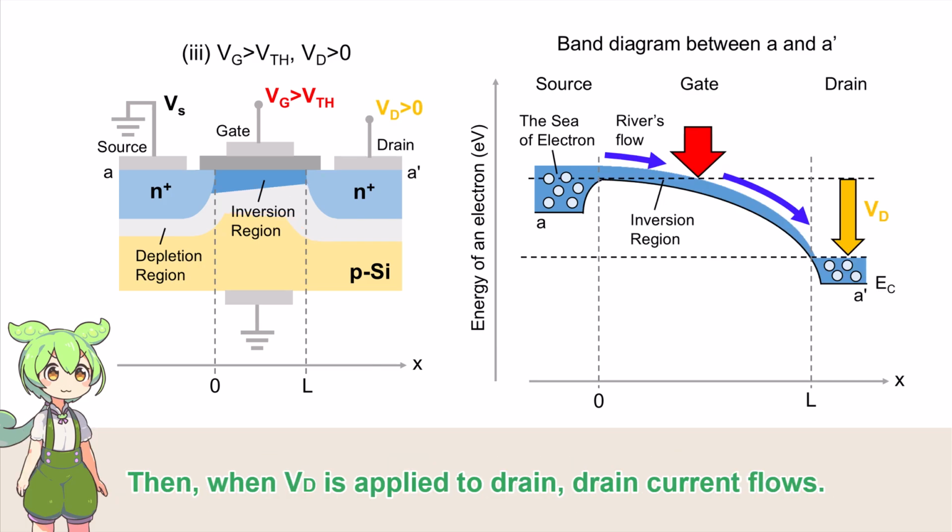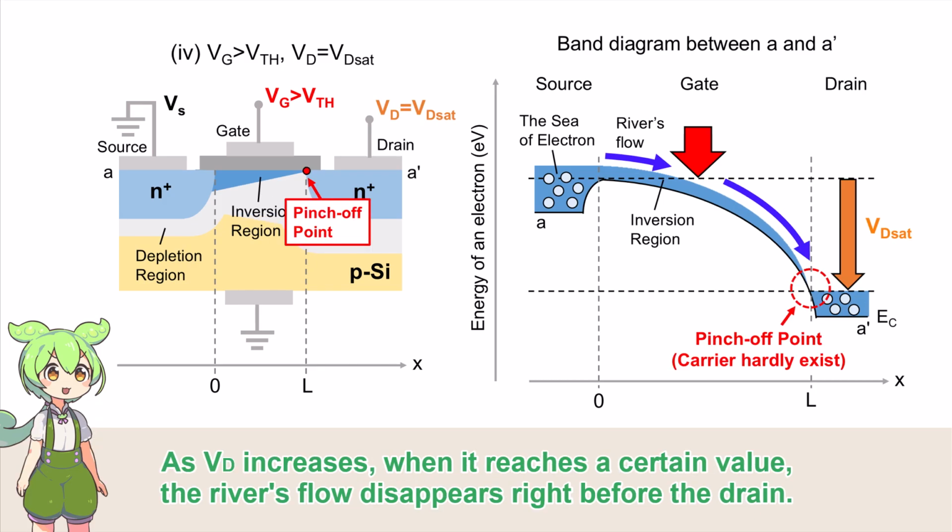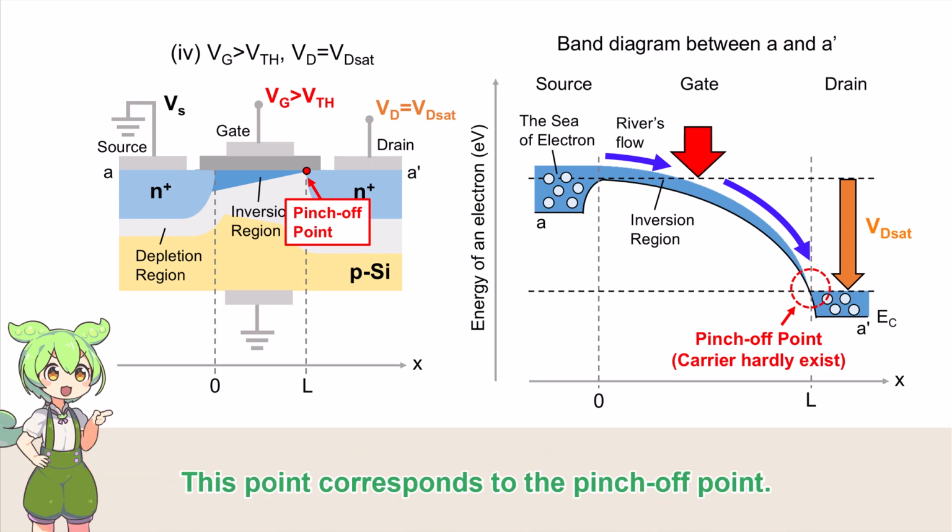Then, when VD is applied, drain current flows. Notice that the carriers flow like a river due to the potential difference between source and drain. As VD increases, when it reaches a certain value, the river's flow disappears right before the drain. This point corresponds to the pinch-off point.